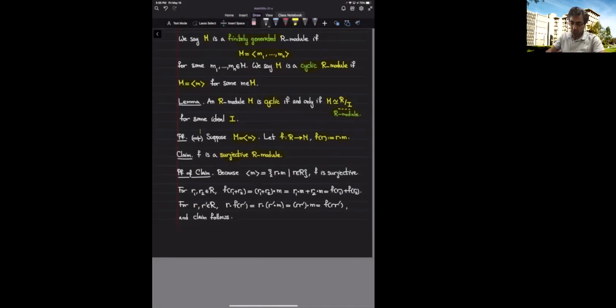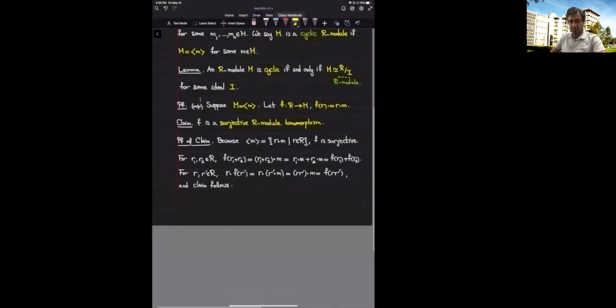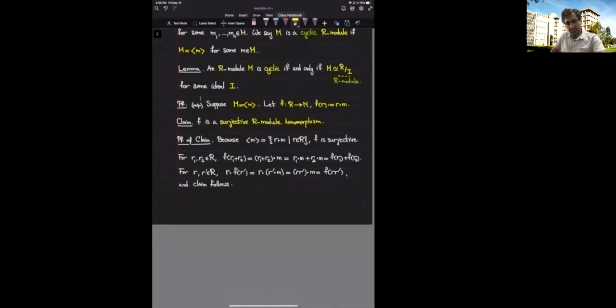An R module homomorphism, I forgot to write down. Let me write it down. Homomorphism. So it's a surjective R module homomorphism. Again, as I've already mentioned, because the module generated by m consists of elements that are scalar multiples of m, we can already deduce that F is surjective. Now, I need to show that F preserves addition and scalar multiplication.